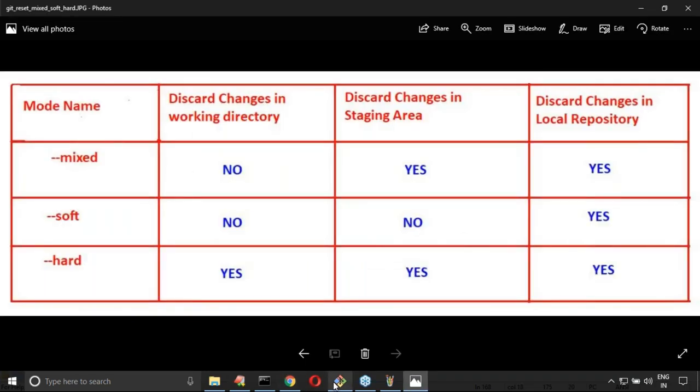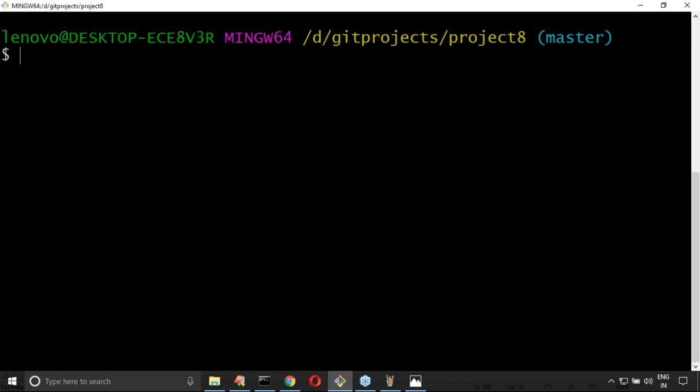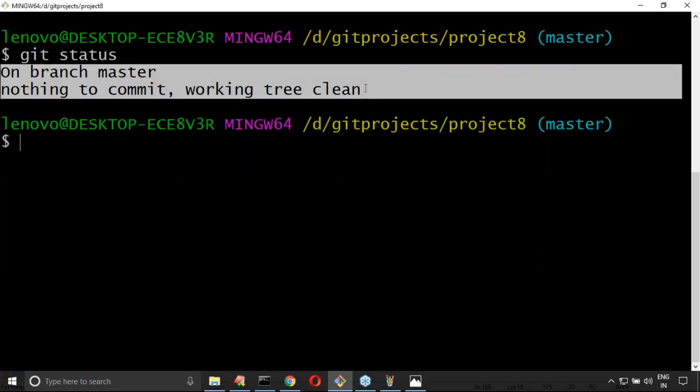Okay, let me cross check. What is the last commit I did, sir? Hard reset. Hard reset I used. That's why with git status the working tree is clean, because changes won't be there anywhere. If there were changes in the working directory which are not staged, then the working tree would not be clean. But here the working directory doesn't contain anything. Okay, everywhere things are gone.